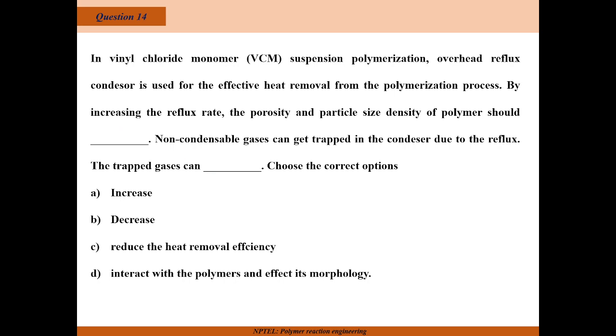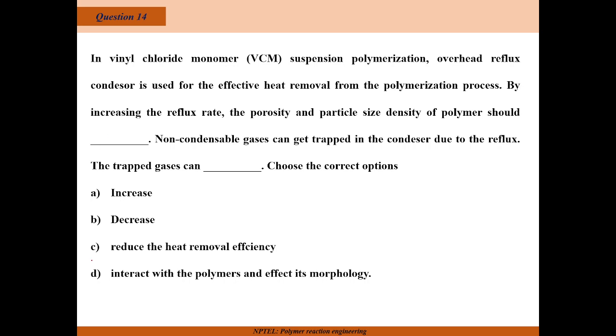So the first one is in VCM, by increasing the reflux rate, the porosity and the particle density of the polymer should, can increase or decrease. Basically, these two may correspond to the second option. There is no meaning in these two for the first two options. And the trapped gases can reduce heat removal efficiency, or trapped gases can interact with polymers and affect its morphology.